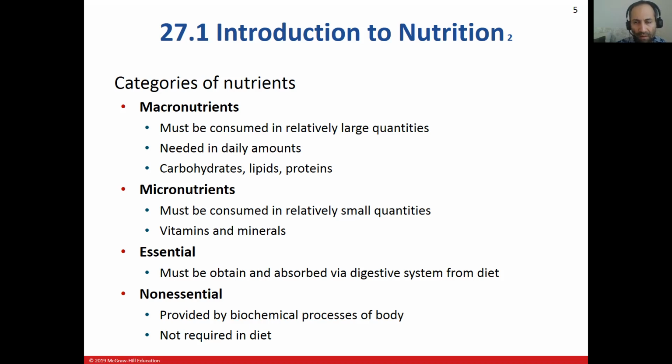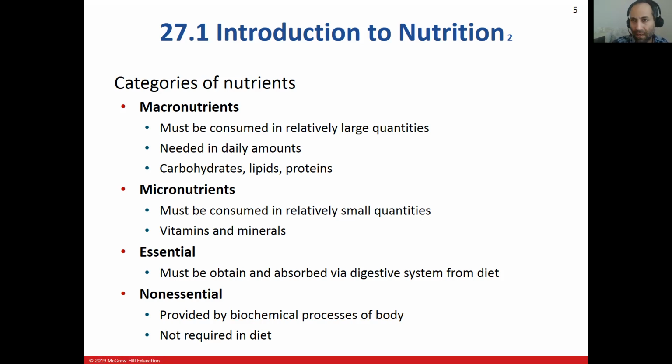So if you need relatively large quantities, those are called macronutrients, like the three biomolecules, carbohydrates, lipids, and proteins. Micronutrients are the ones that are needed in smaller quantities, like vitamins and minerals, right? So then essential versus non-essential, what does that mean? So essential nutrients are those that you have to obtain from external sources from your diet. Non-essential nutrients can be synthesized by your own body, okay? They're not required in your diet.